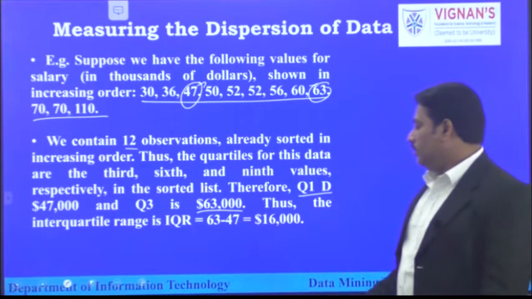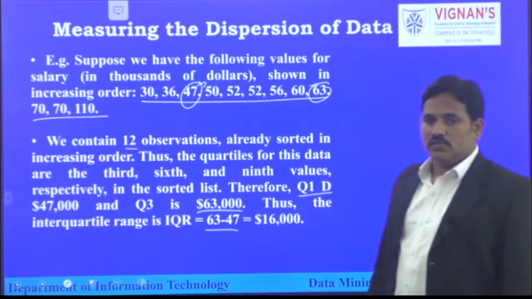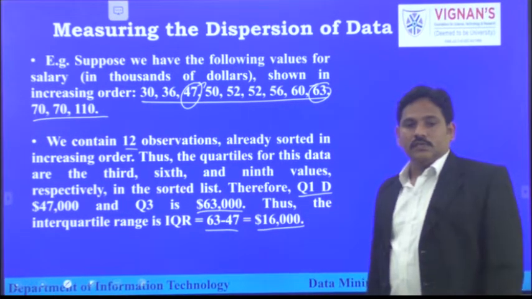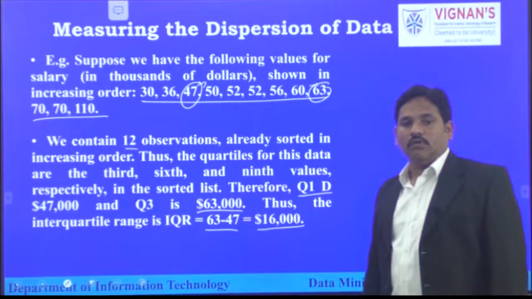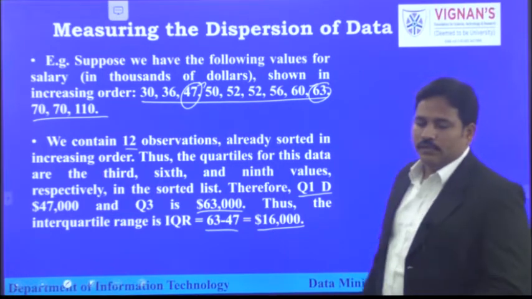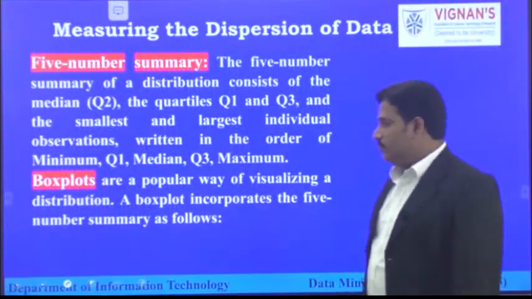So we got Q1 and Q3. Now if you want to calculate IQR, substitute Q3 minus Q1. 63 minus 47, we get $16,000 as the interquartile range for the given example. So in this way we subtract Q1 from Q3 and obtain the IQR value.